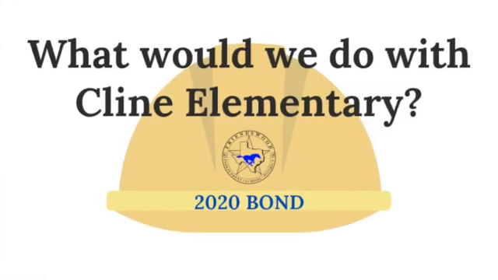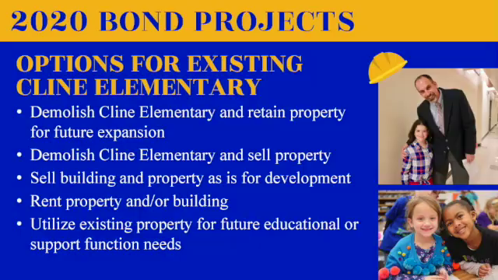What would we do with the existing Klein Elementary? If this bond were approved by our voters, the options for that would be to demo Klein and retain the property for future expansion in some way for our district, demo Klein and sell the property, sell the building and property as it is for development, rent the property or building, or utilize the property for future educational support function needs. As our bond committee looked at utilization of the current building, there weren't any recommendations for expansion into the building as it is now.